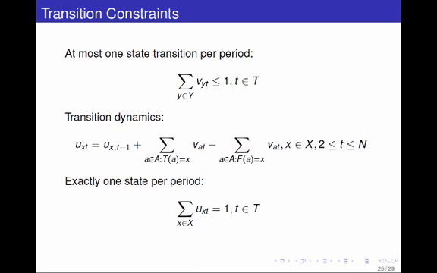Now, in any given time period, you can't be making more than one jump. You can stay where you are, so your V's could all be 0, but you can't make more than one jump, at most one. You have to be in a certain state at every time period.